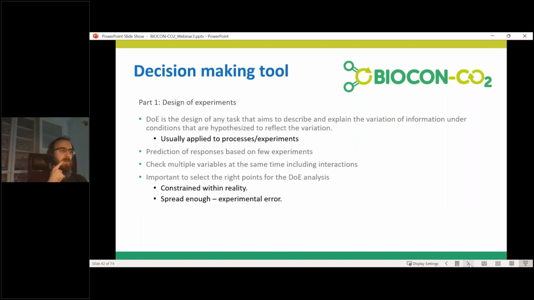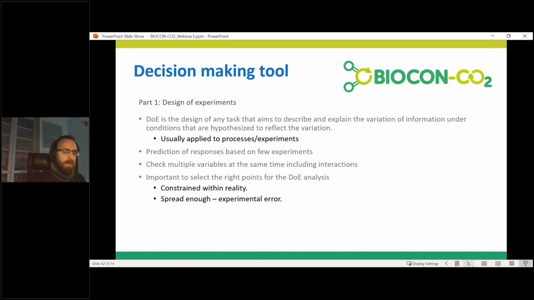So first of all, what is DOE? Let me read it. The basic definition of a DOE is the design of any task that aims to describe and explain the variation of information under conditions that are hypothesized to reflect variation, which means that we want to know how our independent variables affect our dependent variable.